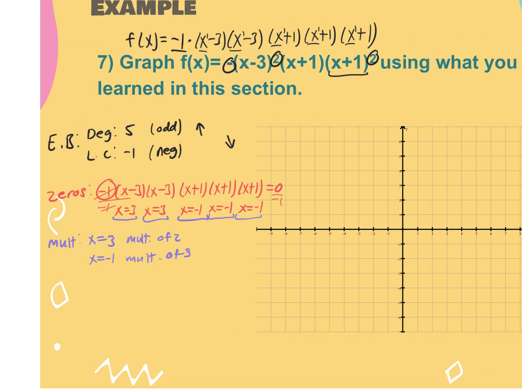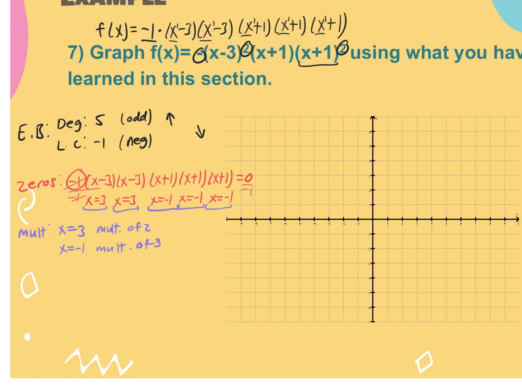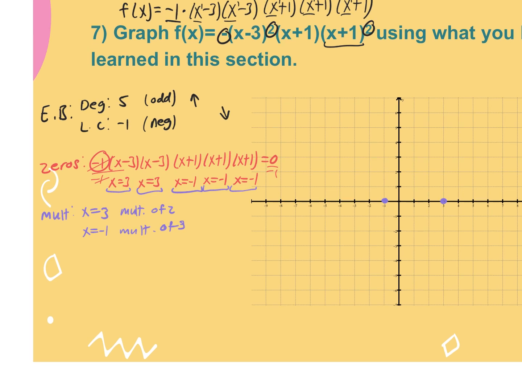All right, so I'm going to go ahead and plot those points. So I have a 3 right here, and a -1 here. Right, another important point for us to find is our y-intercept. Now in this case, our y-intercept is not going to be as obvious as the others. Here we actually want to plug in a 0.